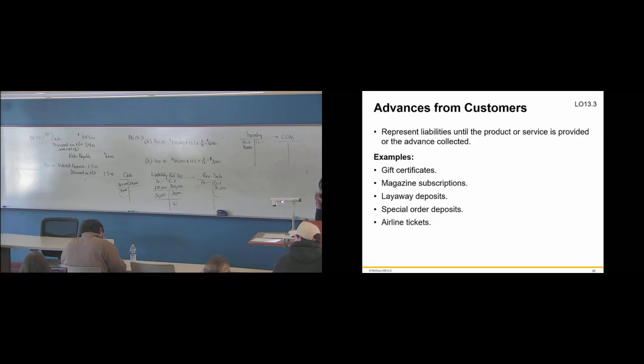So the other types of transactions that fall into this same exact category, advances from customers, would be gift certificates, magazine subscriptions. Like if I buy a magazine subscription, I pay for it all right up front, right? But the publisher can't call that revenue until they actually mail me the magazine. I do not know if anybody still does layaways.